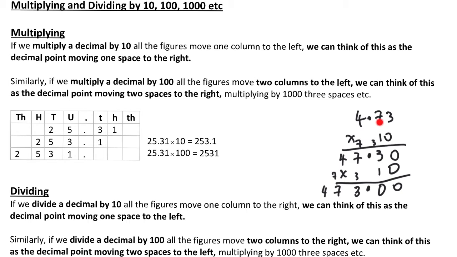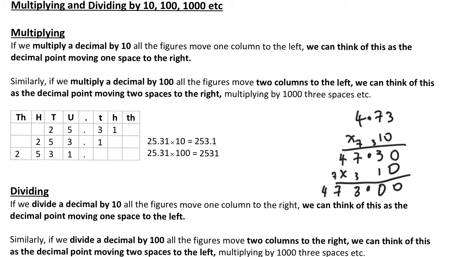Sorry, the 7 had moved from a tenth to a 10. And again, we can see that the numbers have moved 2 columns to the left, or another way to think about it is that the decimal place has moved twice to the right. So it's moved from between the 4 and the 7 to after the 3, so it's moved twice.